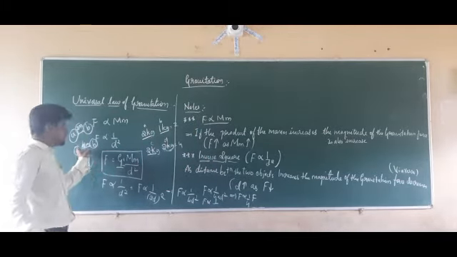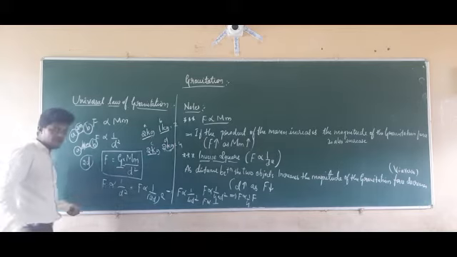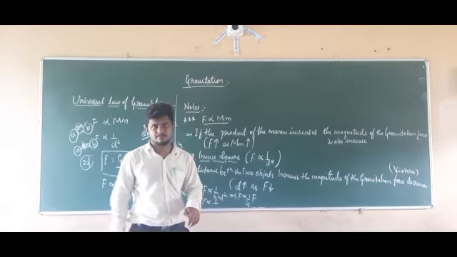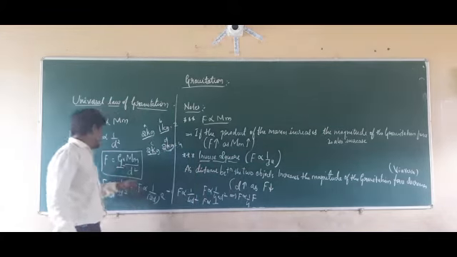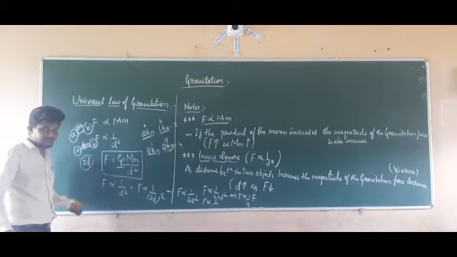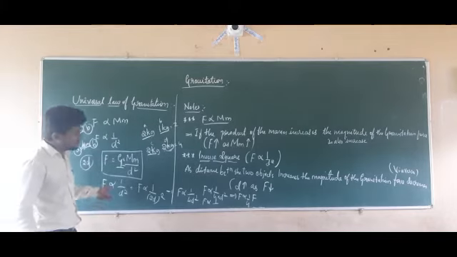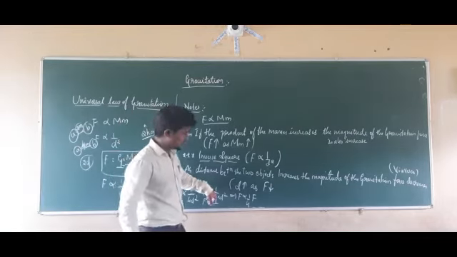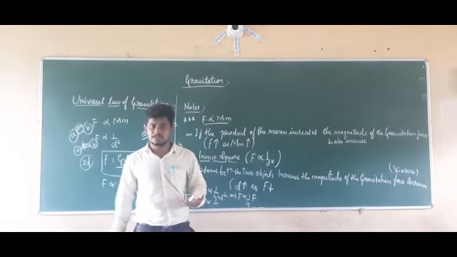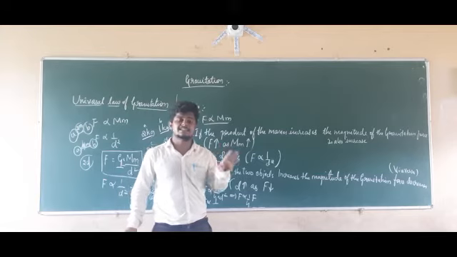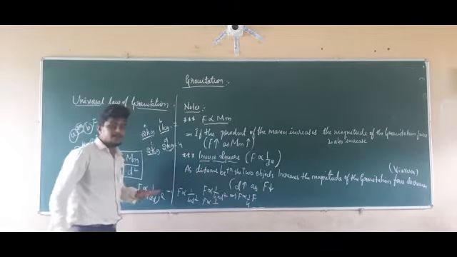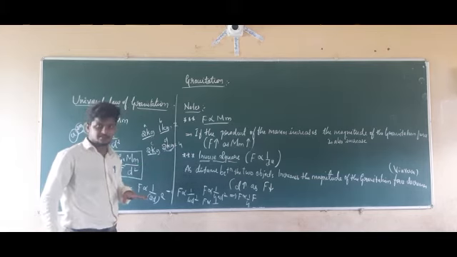Since the distance between the two objects is increased by 2 times, the magnitude of the force is decreasing by 4 times. In the same manner, if we increase the distance to 3 times, then the magnitude of the force is going to decrease by 9 times. Right? In this manner, the inverse square law works.